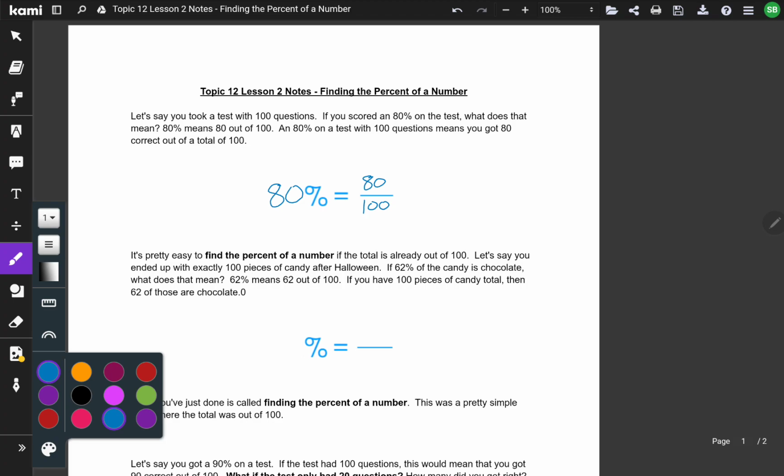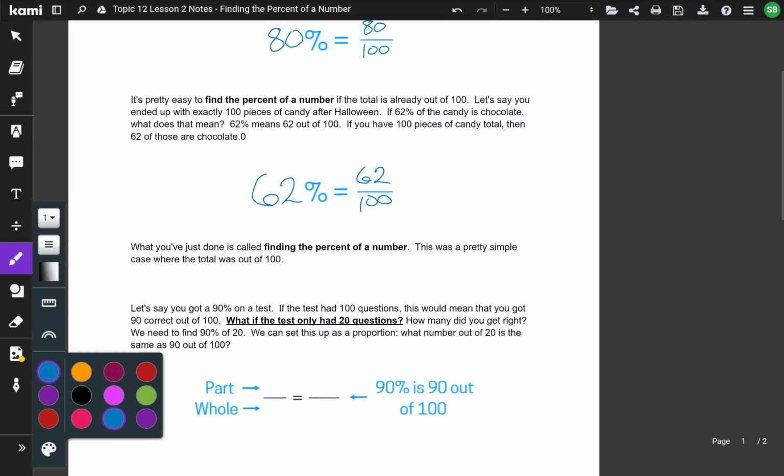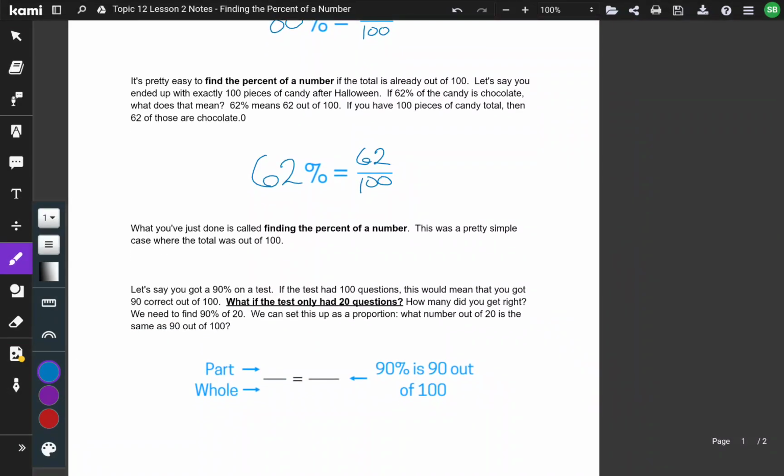Let's say you ended up with exactly 100 pieces of candy after Halloween. If 62% of the candy is chocolate, what does that mean? Well, 62% means 62 out of 100. So if you have 100 pieces of candy total, then you know that 62 of those are chocolate. That's called finding the percent of a number. So 62% of 100 is 62. It's pretty simple when it's out of 100.